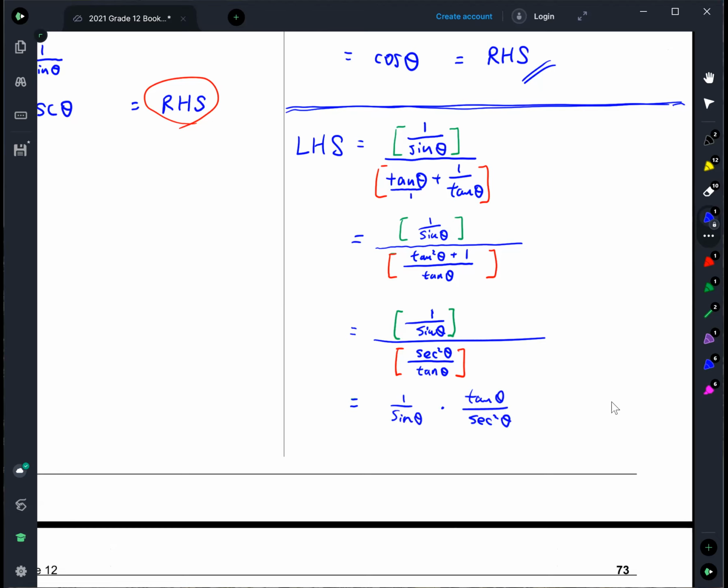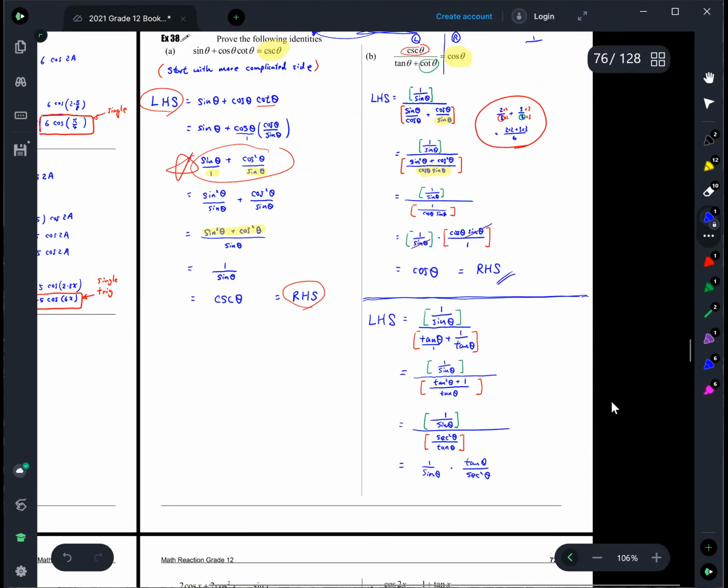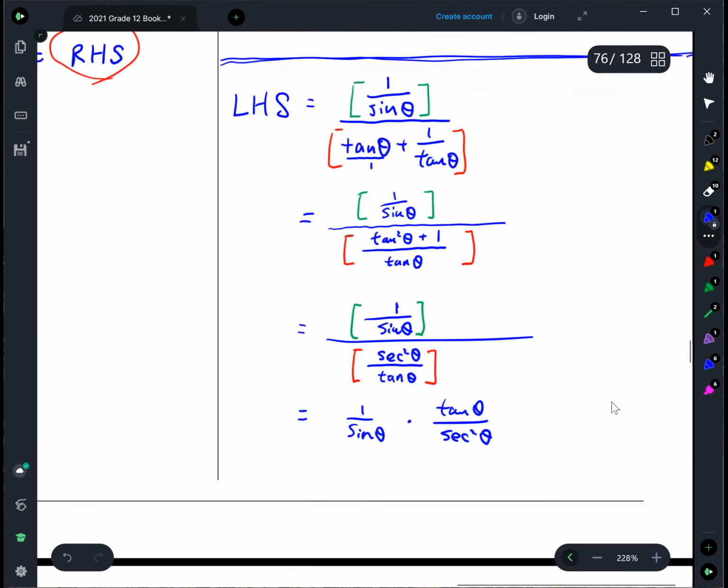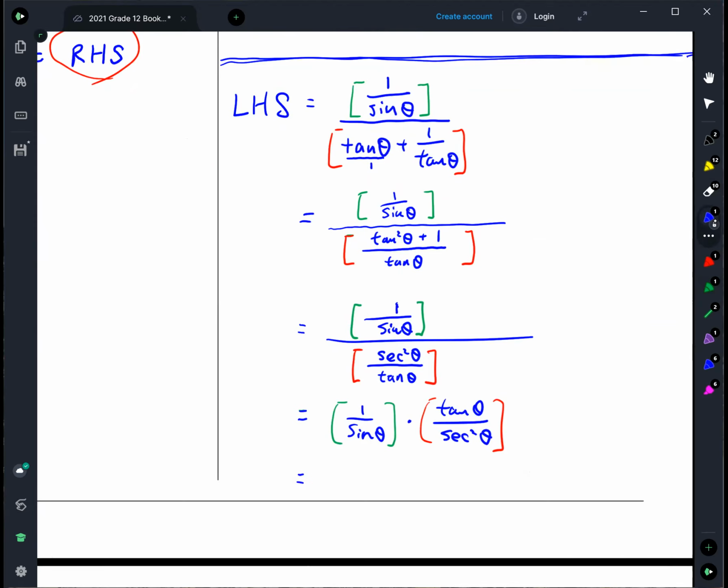Okay, and don't forget our goal. Our goal is to try to get to cosine, right? Our original question. Is that going to happen from here? What's next? Anybody can give an input, okay? As long as you have an identity to support it, you can do it.